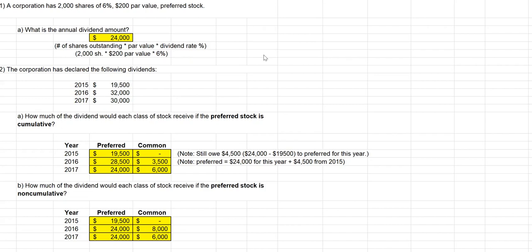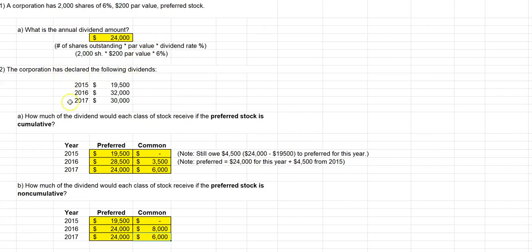So the first thing we have to do with preferred stock is to calculate the annual dividend amount. And you'll see here I've got the formula for you. It's number of shares outstanding for the preferred stock times the par value for the preferred stock times the dividend rate. In this example it's 2,000 shares times 6% times $200 per share, and that gives us the $24,000. So that's the amount that we'll owe the preferred stockholders every year if the board of directors declares dividends for the year.